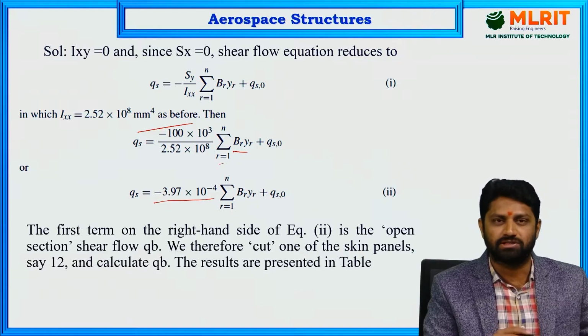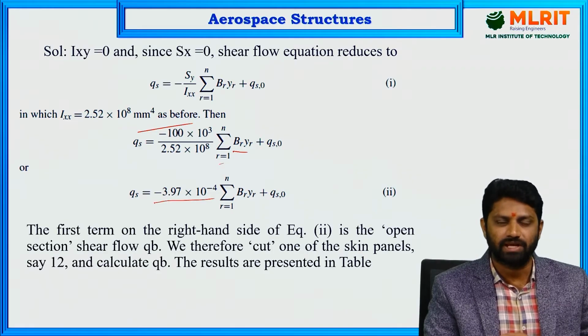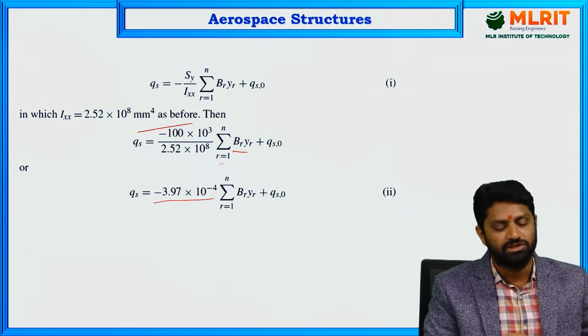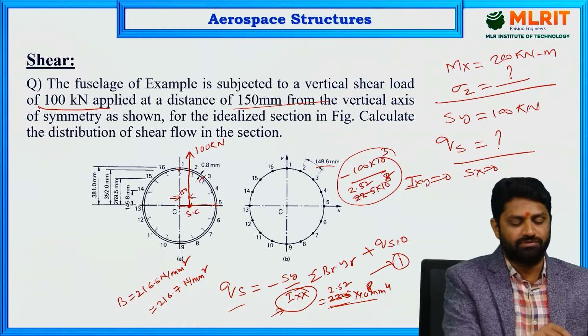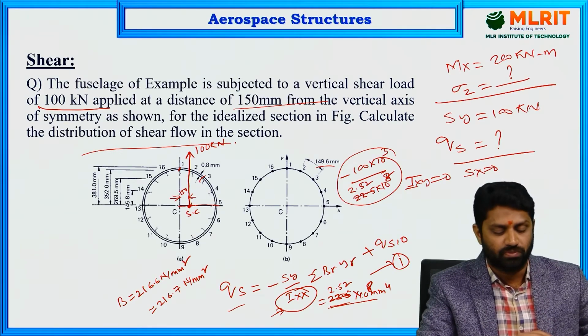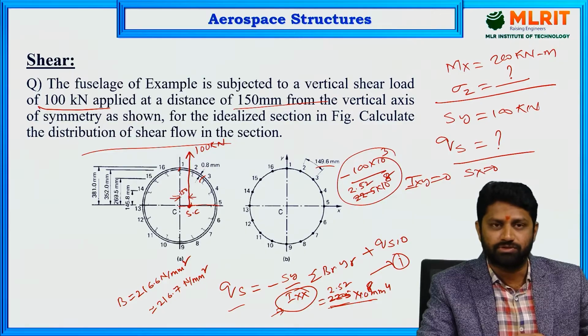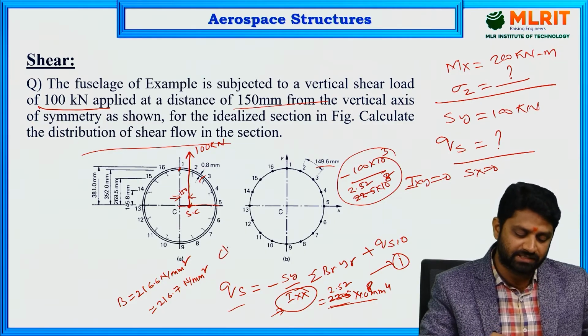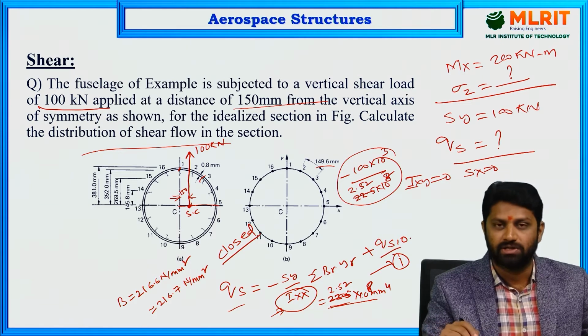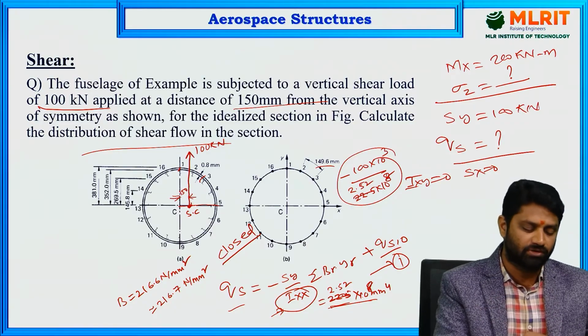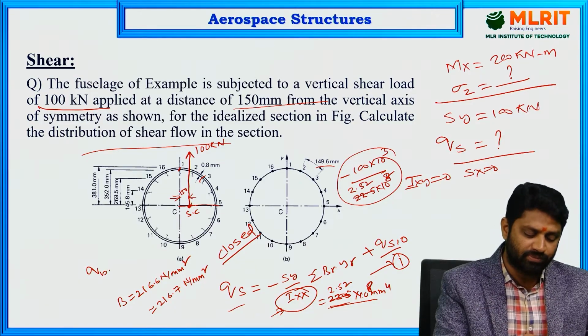This is a fuselage cross section in which we are going to calculate the distribution of shear flow in the section. Even though this is a fuselage section, we see it as a closed section, and that is why we have added a qs naught here. For a closed section, we know very well that we need to make a cut somewhere in the section, make it open, and calculate the rest of the shear flows, and we write it as qb.